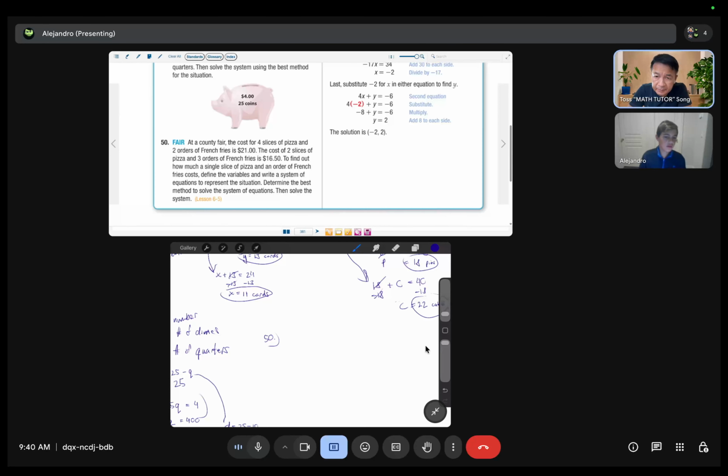Okay. It's about the country fair. The cost for 4 slices of pizza and 2 orders of French fries is $21. The cost of 2 slices of pizza and 3 orders of French fries is $16.50. Find how much each single slice of pizza and order of French fries costs.